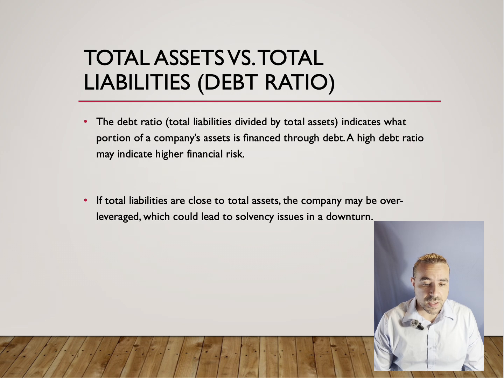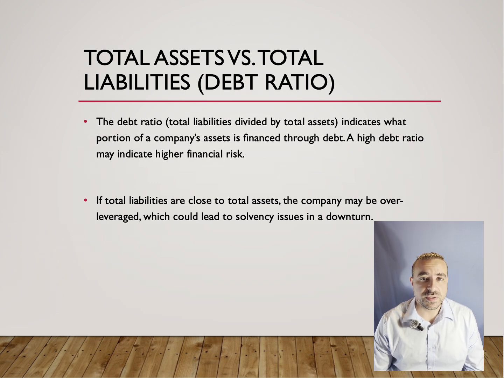So this ratio indicates what portion of the company assets is financed by debt. That means the loan that you are taking from the bank or whatever. There are two main categories to finance your operation or your assets: either debt or equity. The debt will increase your financial risk.